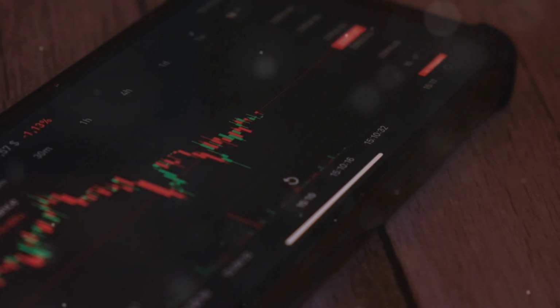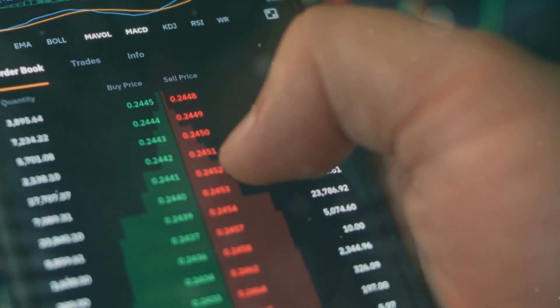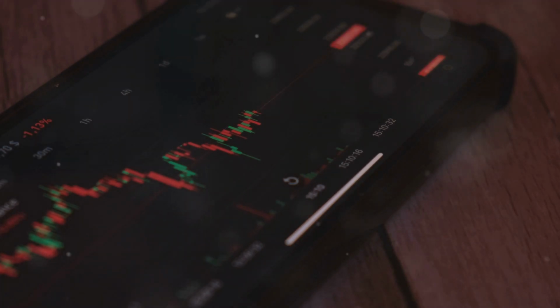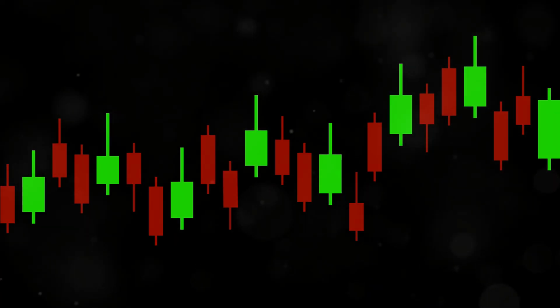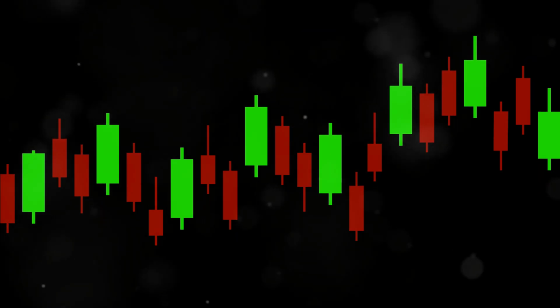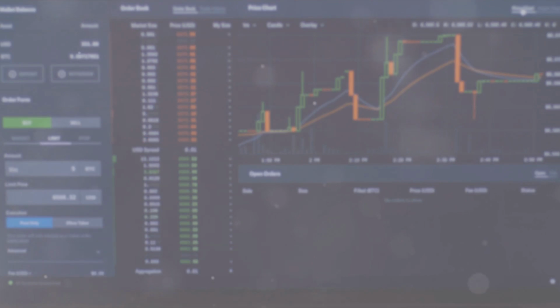Three candle patterns can also give strong reversal signals. Let's go over a few important ones. The morning star is a bullish reversal pattern. It starts with a bearish candle, followed by a small body, and then a large bullish candle. The opposite is the evening star, signaling a potential reversal downward.